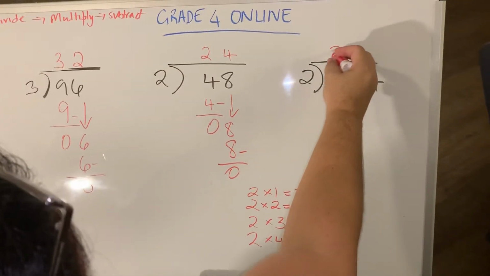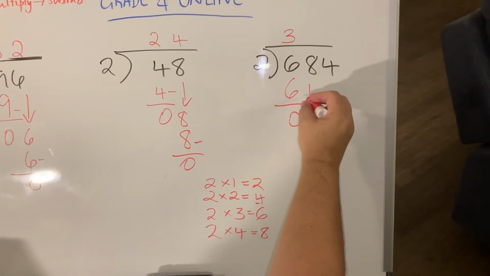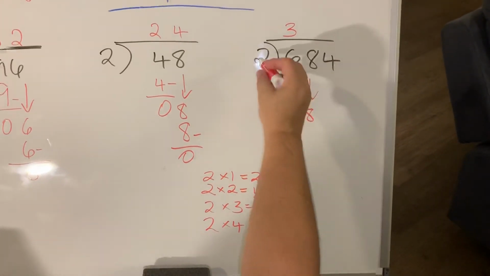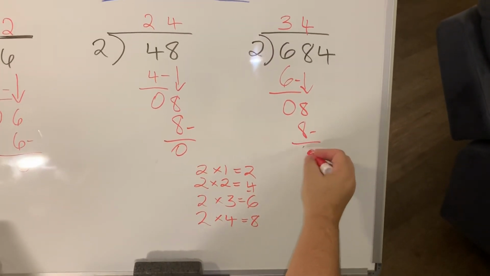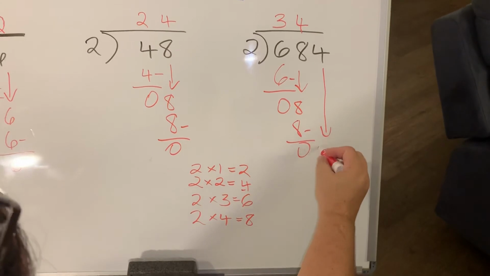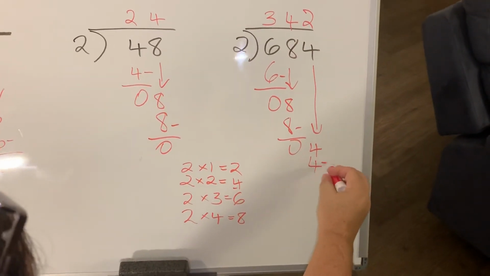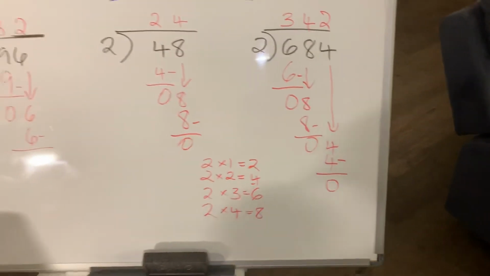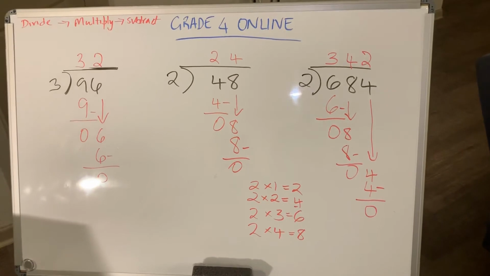2 into 6 goes 3 times. 3 twos is 6. Subtract it out. Bring down the 8. 2 into 8 goes 4 times. 4 twos is 8. Subtract it out. Bring down the 4. 2 into 4 goes 2 times. 2 twos is 4. Subtract it out. There is no remainder.